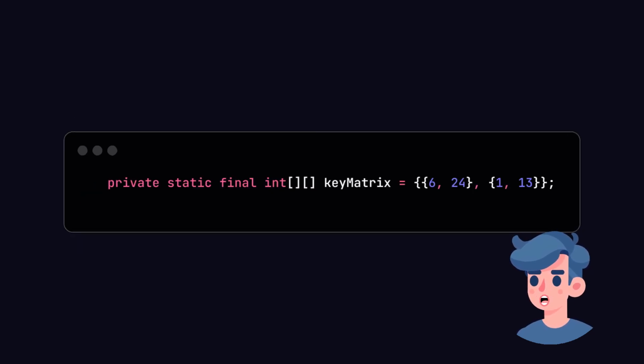We need a method to generate an encryption key. For simplicity, we will hardcode a 2 by 2 key matrix. We can also allow the user to input the key matrix through some method. Here's how to define the key matrix.